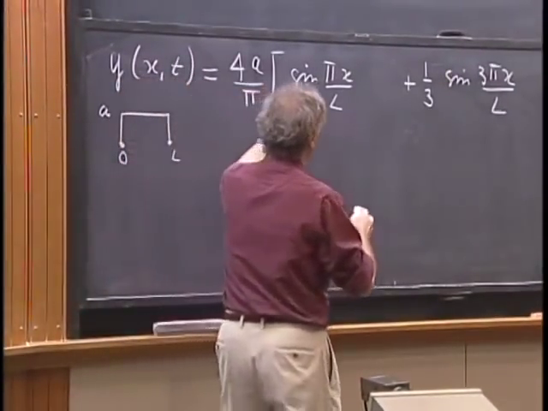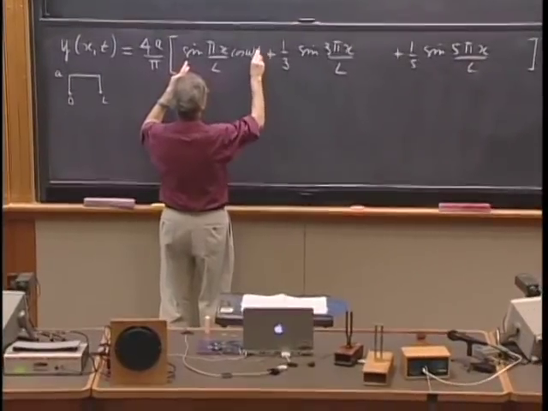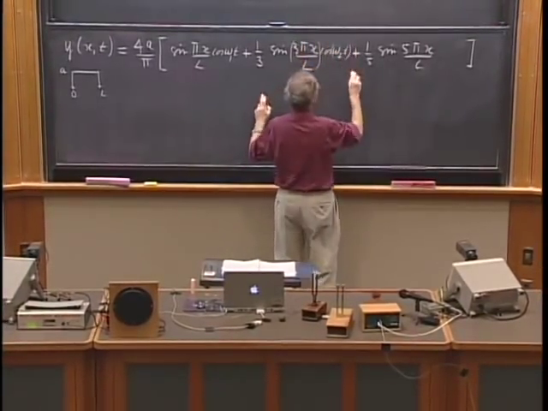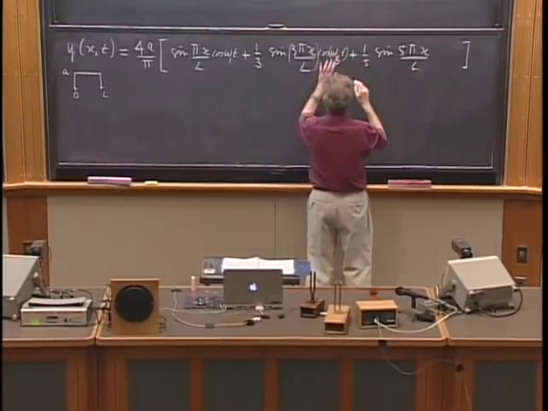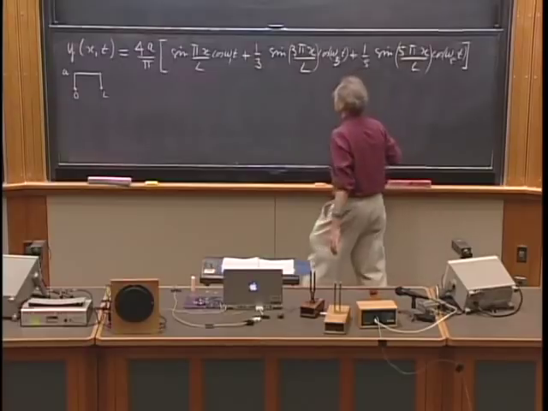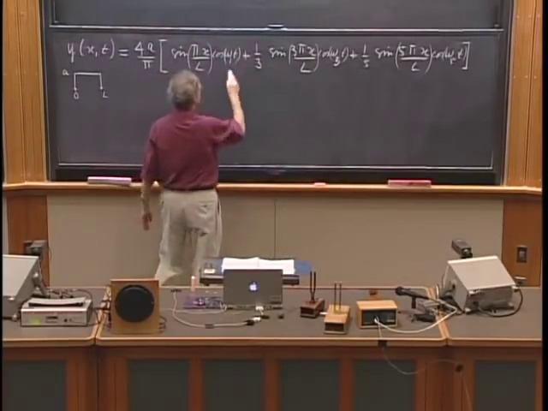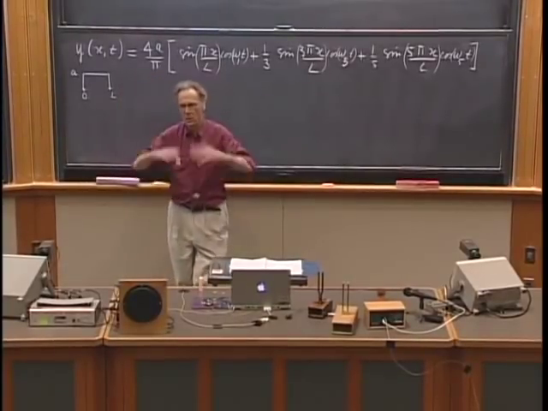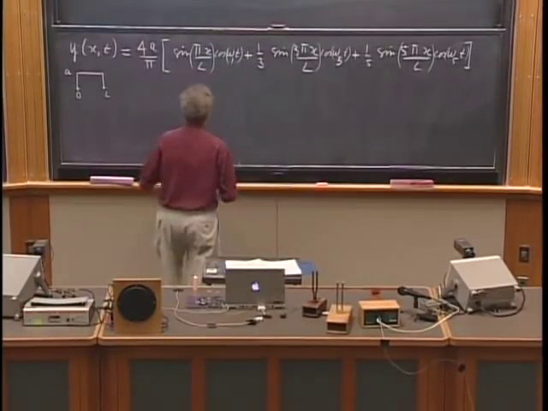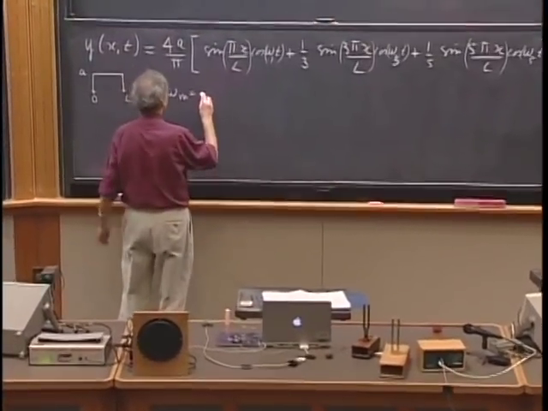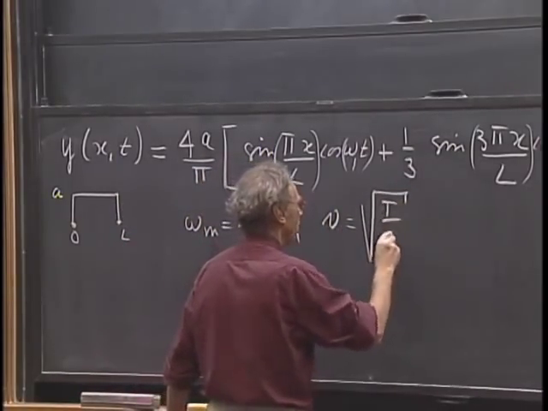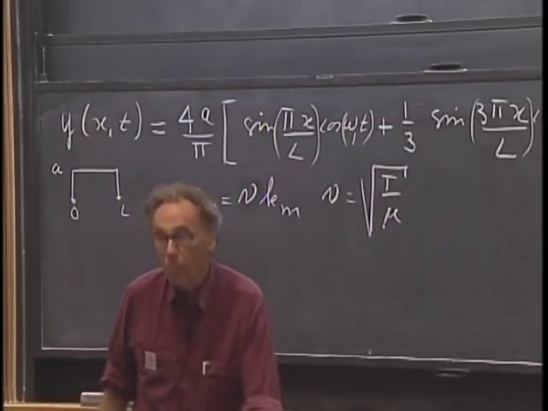And what happens now is that this one is going to oscillate with omega 1 t, and this one is going to oscillate with omega 2 t, and this one omega 3 t, and this one is going to oscillate with cosine omega 5 t. Each one of these is a standing wave. And so each one of these is going to do this with its own amplitude and with its own frequency. And omega m is going to be v times k of m, and the speed of propagation is the square root of T divided by mu. And that's what's going to happen.